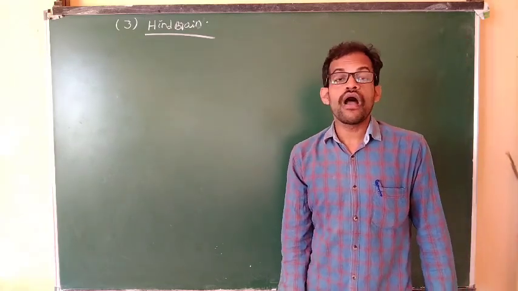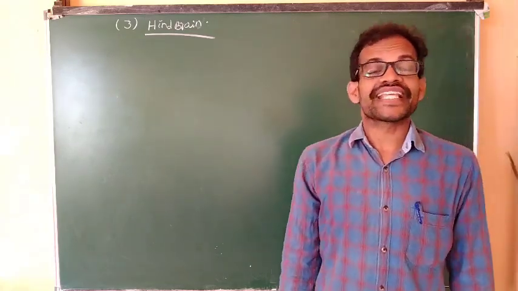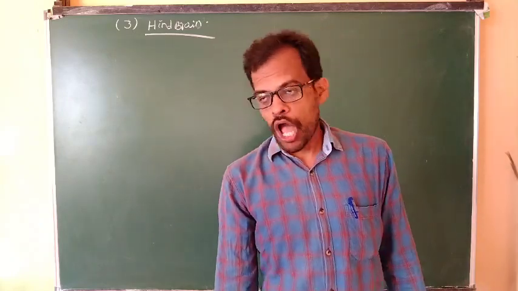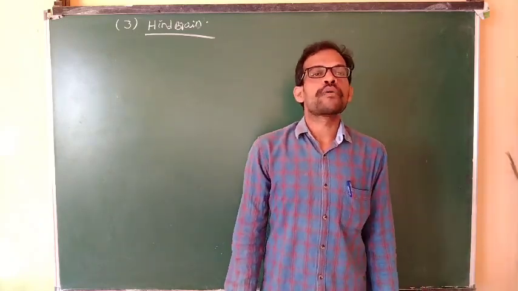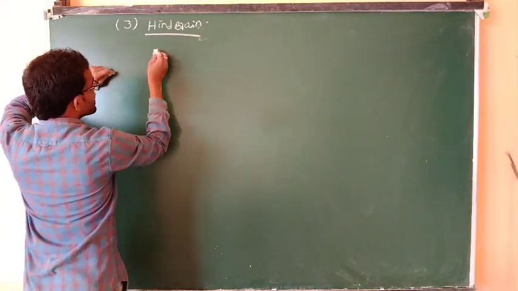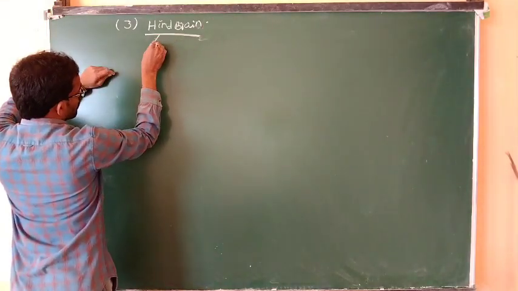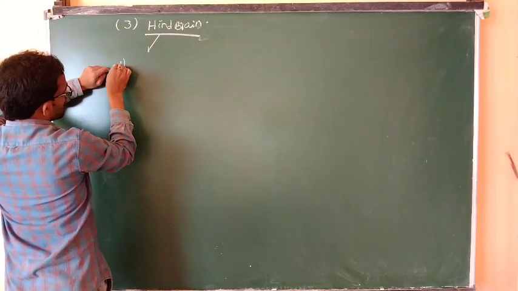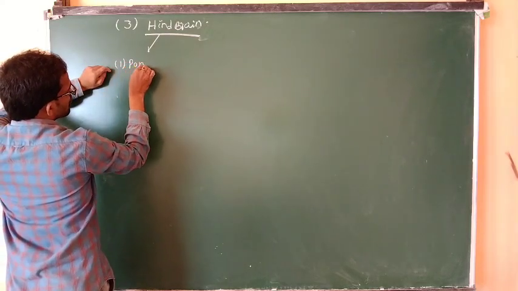What is the first part? Pons varolii. The second important part, medulla oblongata. The third important part, cerebellum. The hindbrain consists of how many parts? What is the first part? It is the pons varolii.